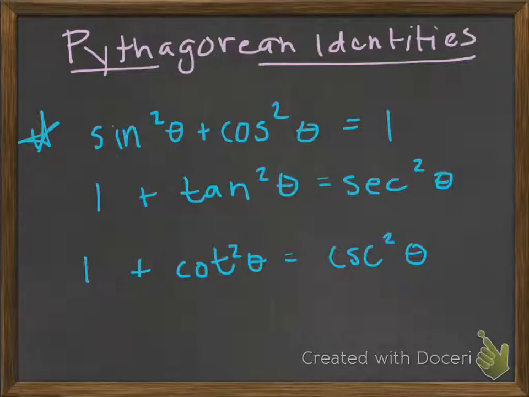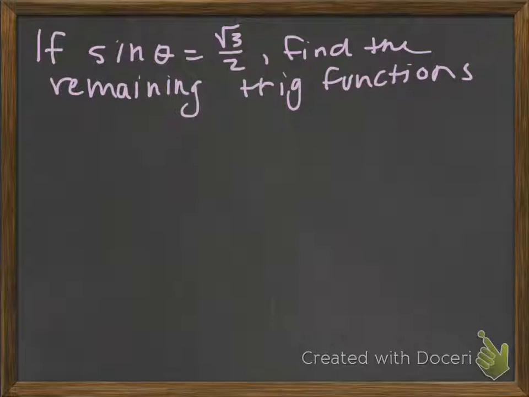So I would like to show you an example as to how all of these identities come together. So the problem says if sine of theta equals root 3 over 2, find the remaining trig functions. So notice I'm only giving you one trig function, and I expect you to obtain the other 5 trig functions.